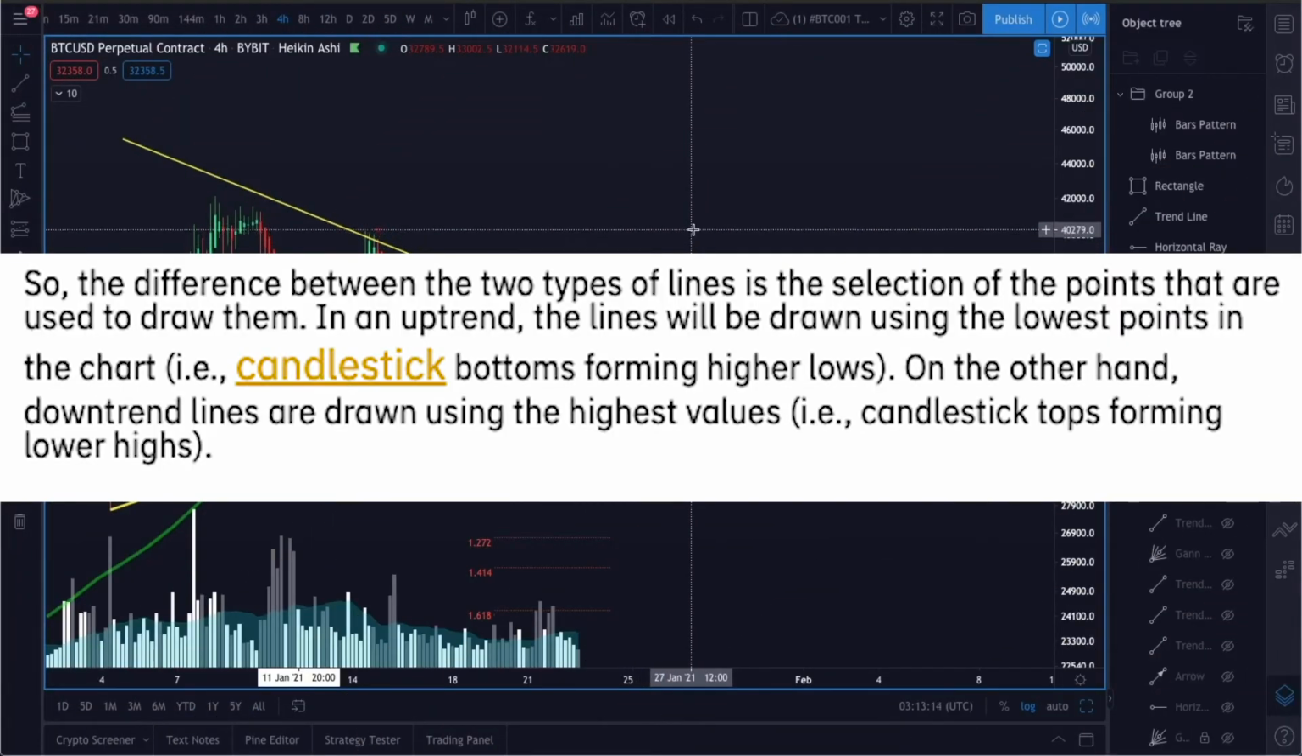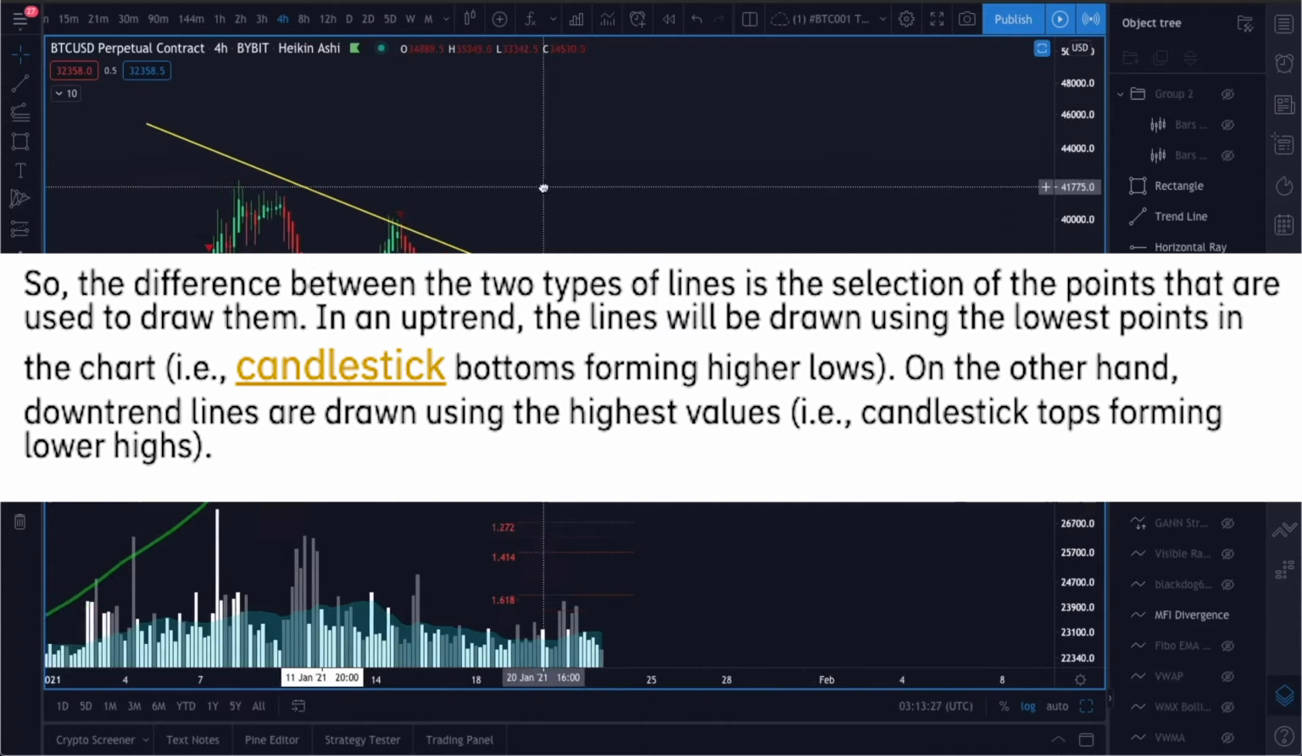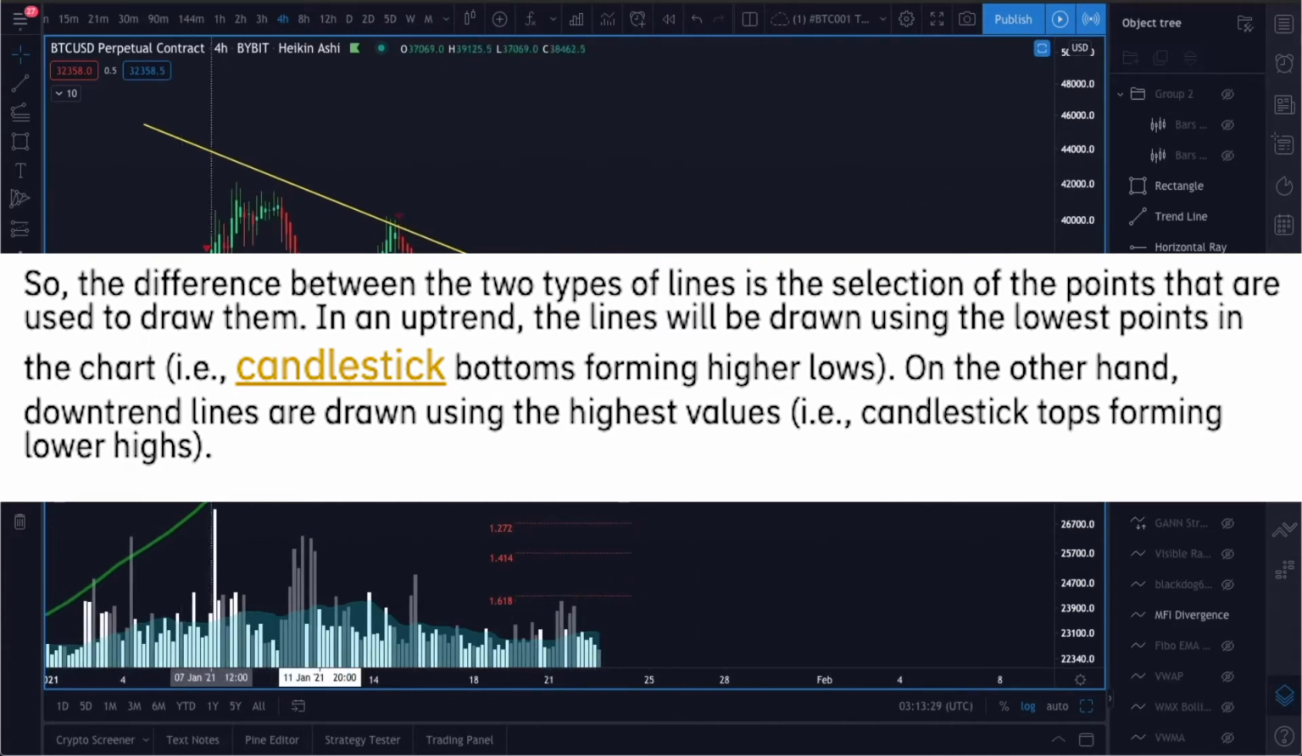So the difference between the two types of lines is the selection of the points that are used to draw them. In an uptrend, the lines will be drawn using the lowest points in the chart, i.e. candlestick bottoms forming higher lows. On the other hand, downtrend lines are drawn using the highest values, i.e. candlestick tops forming lower highs.